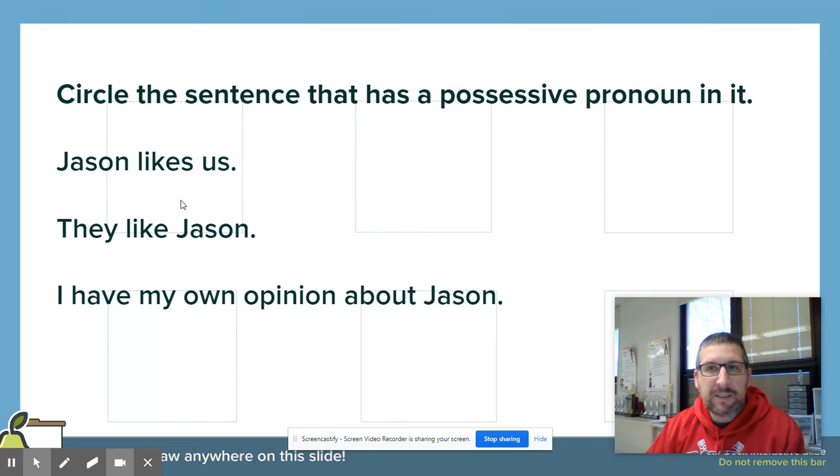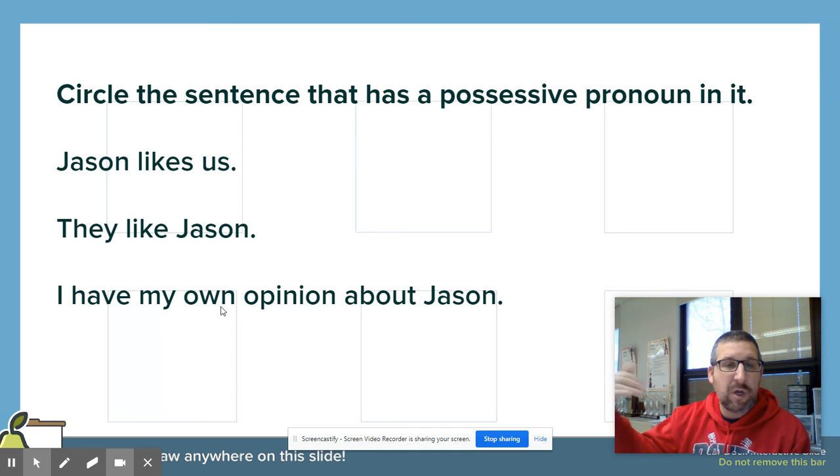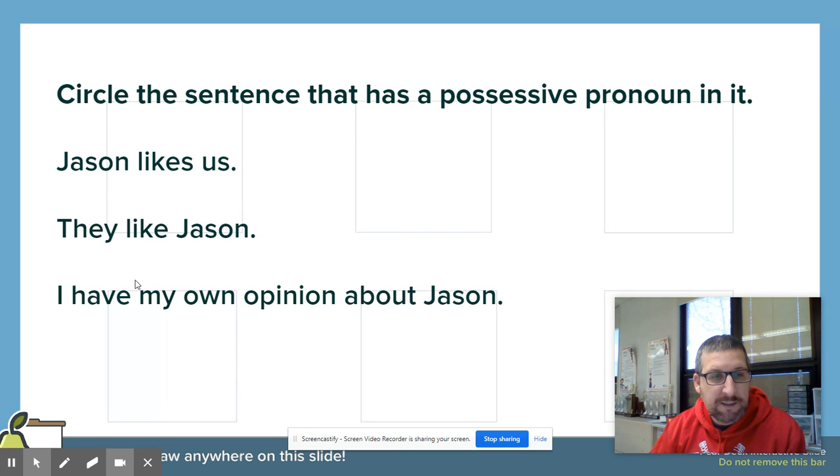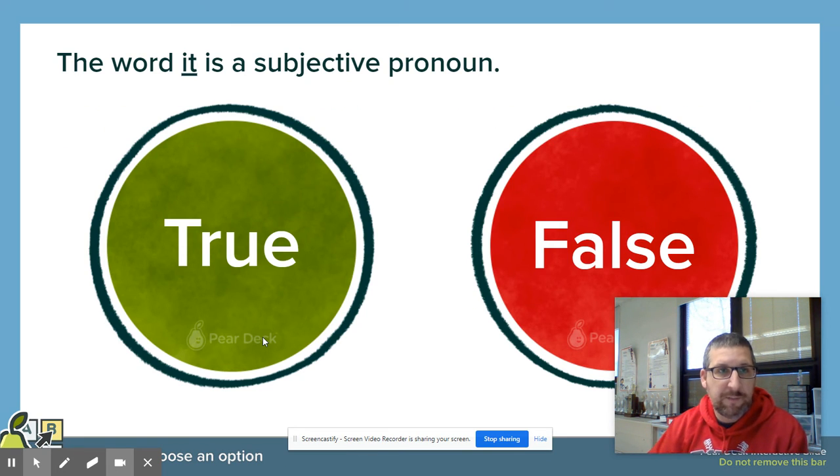And the last one, possessive pronoun. Is it Jason likes us, they like Jason, or I have my own opinion about Jason? Which one is possessive? Pause. Okay, this one is showing possession, so it's ownership. It's all about ownership, right? My is the possessive pronoun, so it's the third one there. Possessive shows ownership.